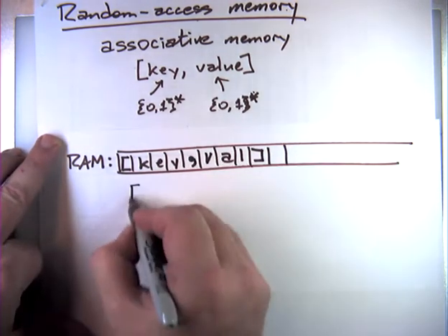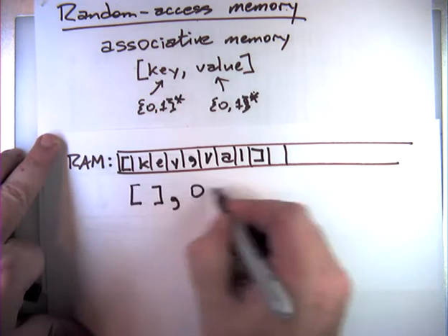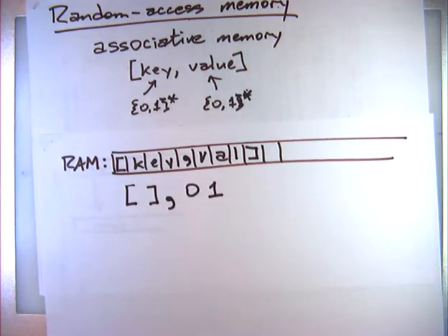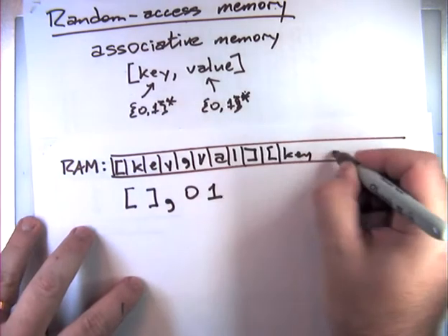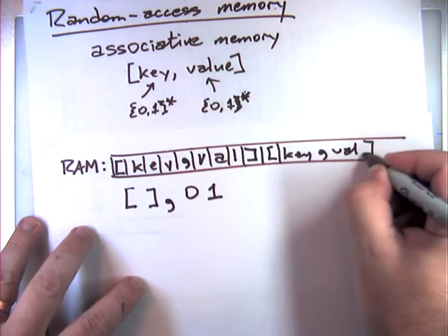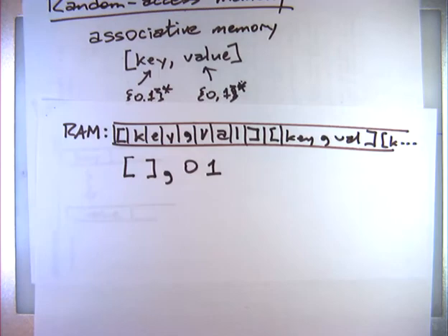And the tape alphabet is going to be 0, 1, open bracket, close bracket, comma. So if I want to store a pair, I will literally write down open bracket and then the bit string corresponding to the key, and then a comma, and then the bit string corresponding to the value, and then a close bracket. And I'll just do this over and over and over: key, comma, value, close bracket, key, and so on. Not necessarily in any particular order. It might be helpful if the keys were in sorted or lexicographic order, but it isn't really important.